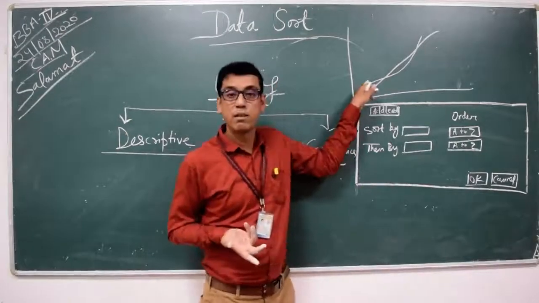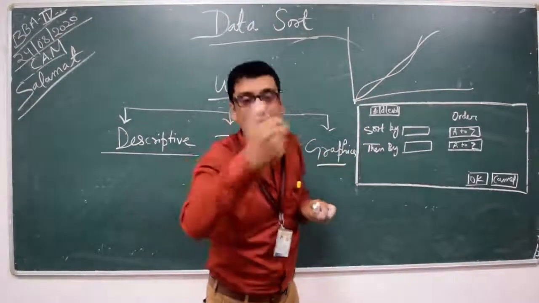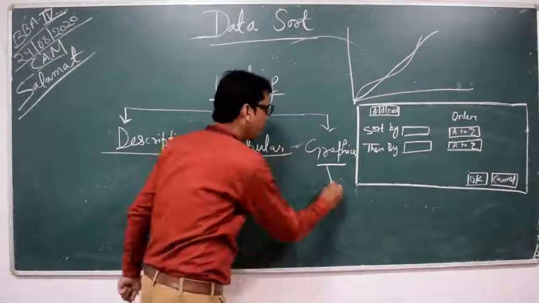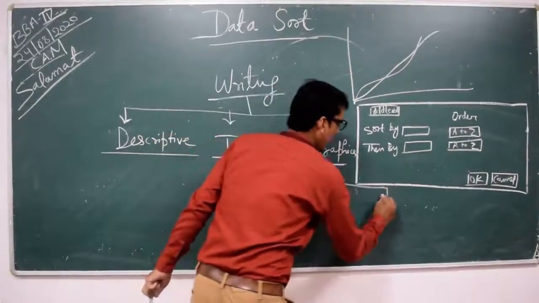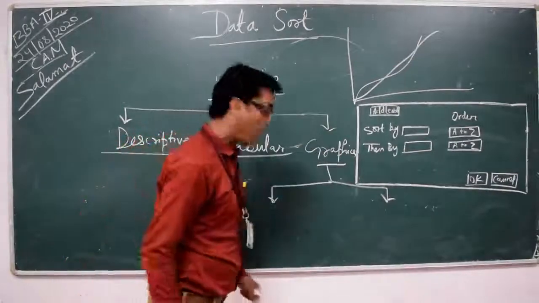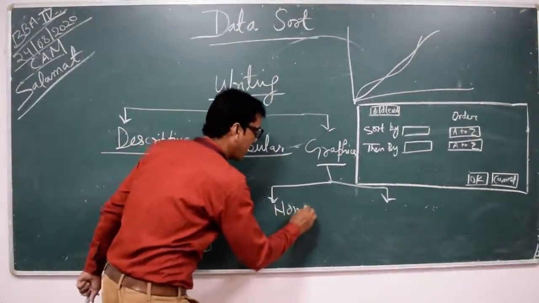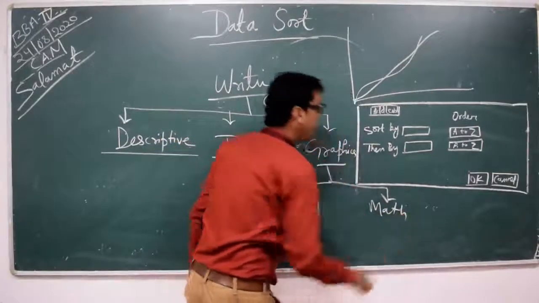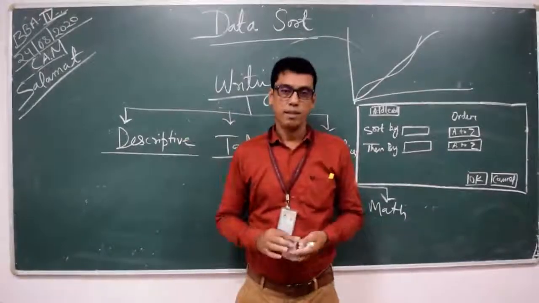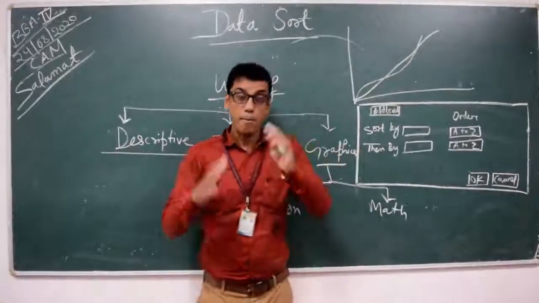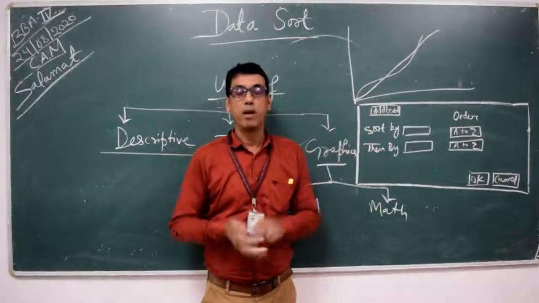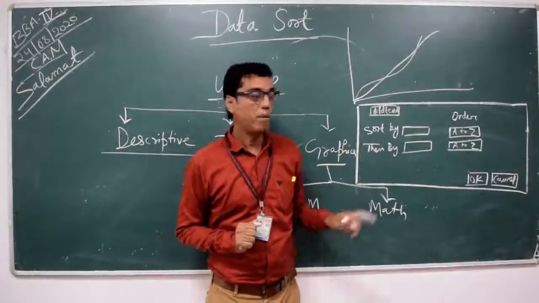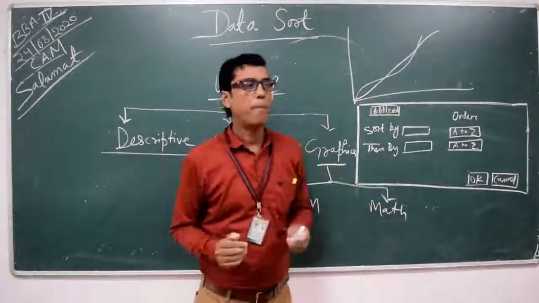So what is this? This is a third style of writing, which is known as graphical. There are two types of graphical writing. First is known as non-mathematical, and the second one is known as mathematical. This is mathematical. The mathematical graphs are based on numerical data. This is very perfect. That must be drawn on the graph paper.